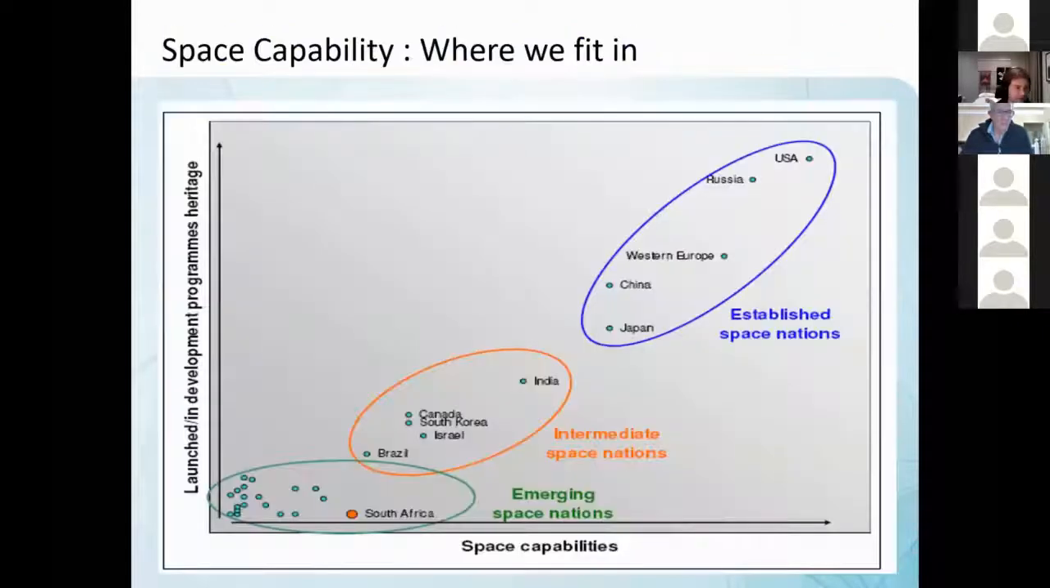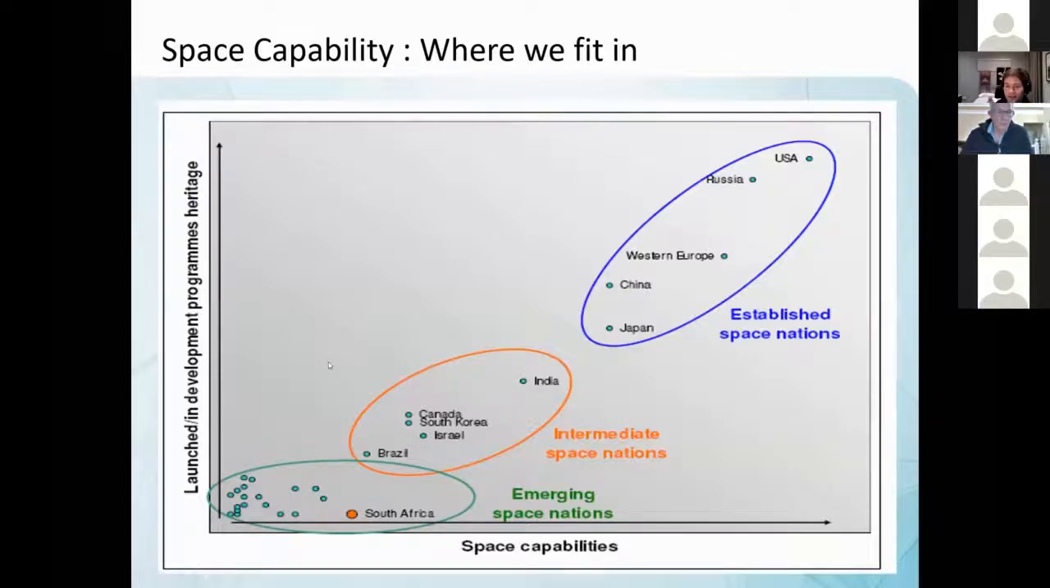And this has South Africa in this interesting place that if you make a scatter plot and you say, let's put all the spacefaring nations here on this plot, and on the x-axis, the horizontal axis, you have the amount of capability, and on the vertical axis, you have the number of space programs and satellites that have already been completed. We are actually going beyond being an emerging space nation into an intermediate space nation in terms of our capability, the horizontal axis, but in terms of the vertical axis of how many satellites and programs we've completed, we are still just starting out.